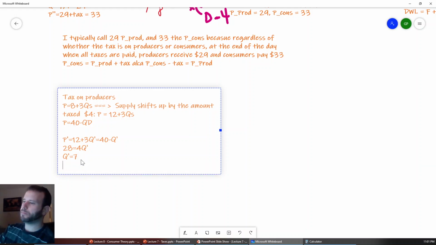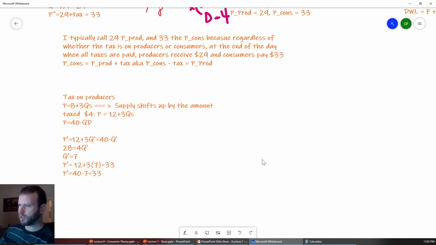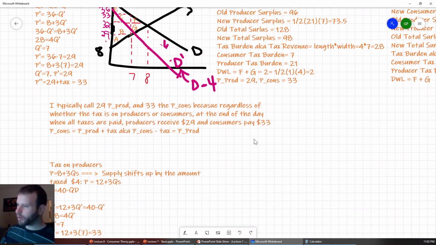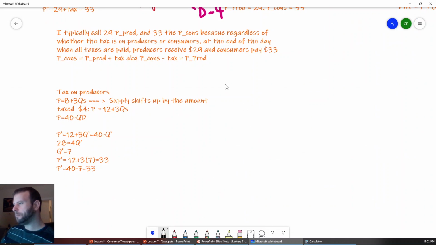What about P prime? So let's find P prime now. 12 plus 3 times 7 equals 21 plus 12 equals 33. And double check that. P prime is equal to 40 minus 7 equals 33. That kind of looks a little familiar too. What do we get above? We had 29 above, but now we're getting 33 and 7. So that's a little familiar, but it's not quite the same, right?